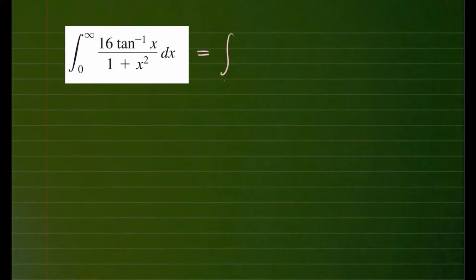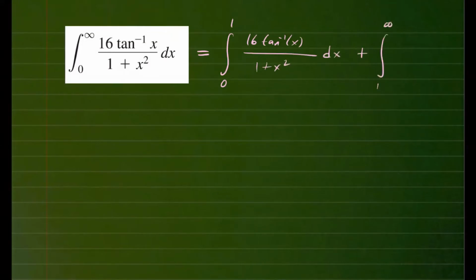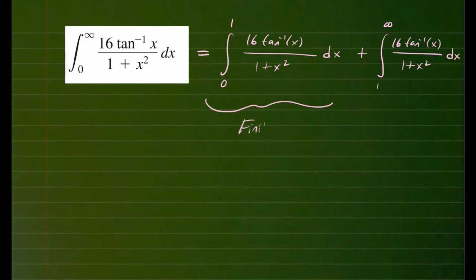So this is the integral from 0 to 1 of 16 tangent inverse of x over 1 plus x squared, plus the integral from 1 to infinity of 16 tangent inverse of x over 1 plus x squared dx. Now this you can integrate. It's a finite integral. You can do it. This is going to be a finite value. That's good. Now what about this one? Well, now that's the big question. That's where I'm going to use the comparison test.